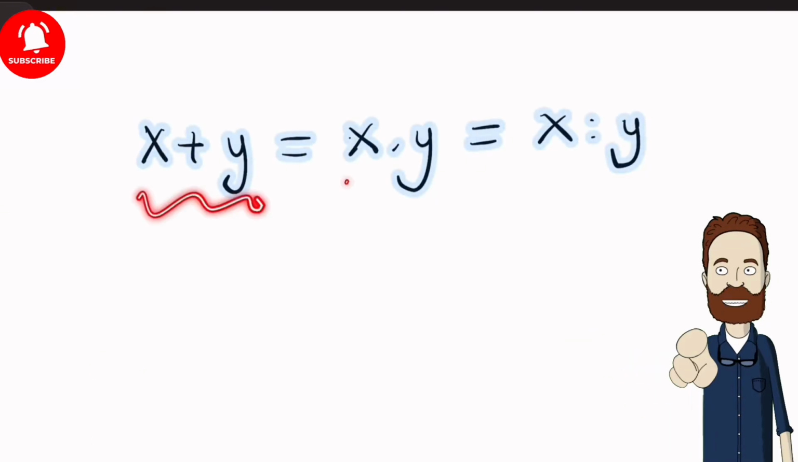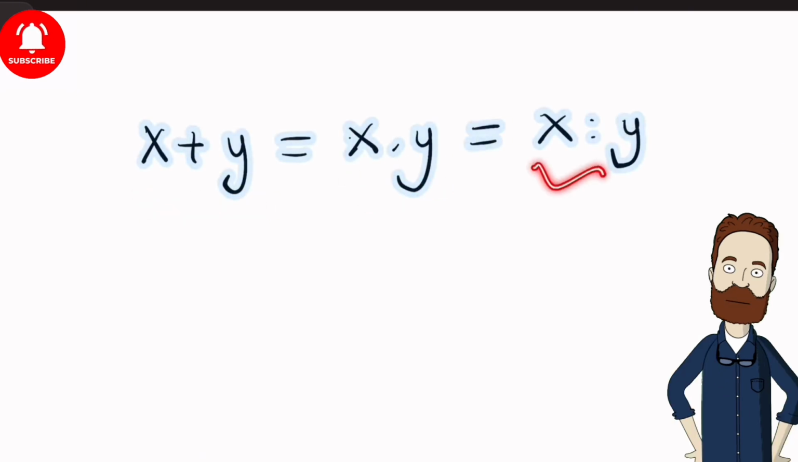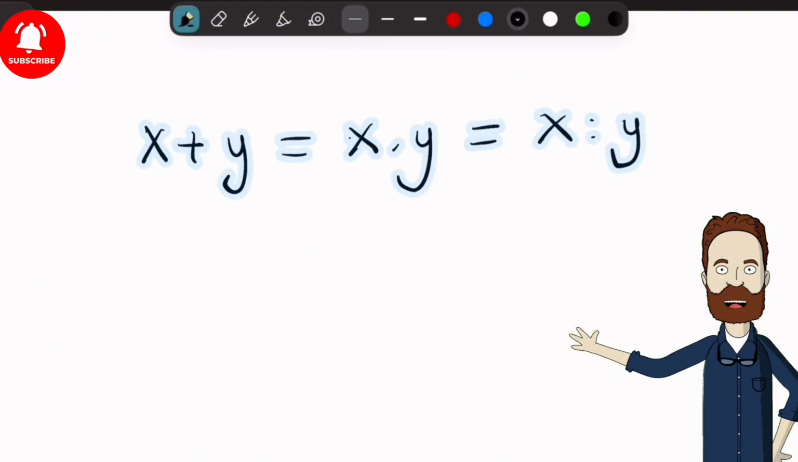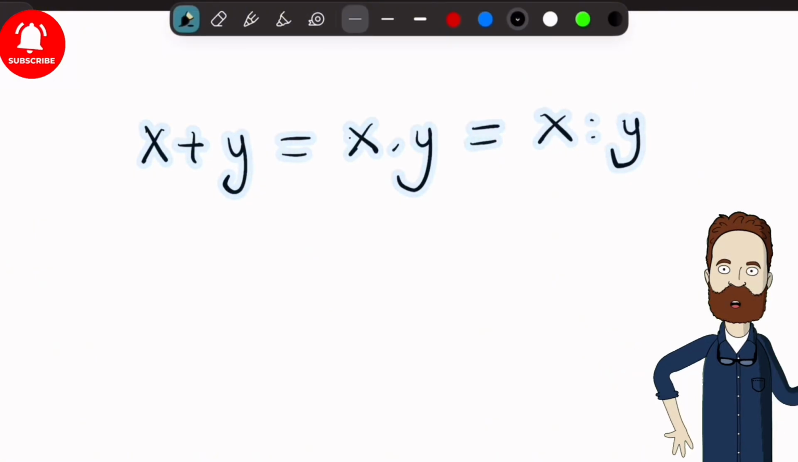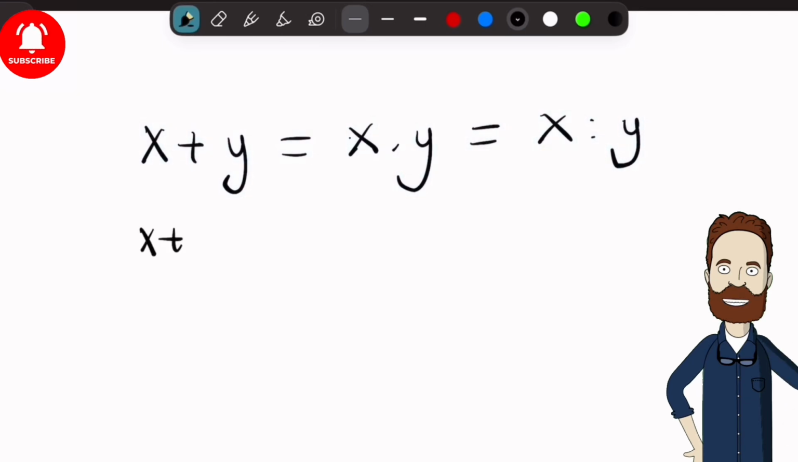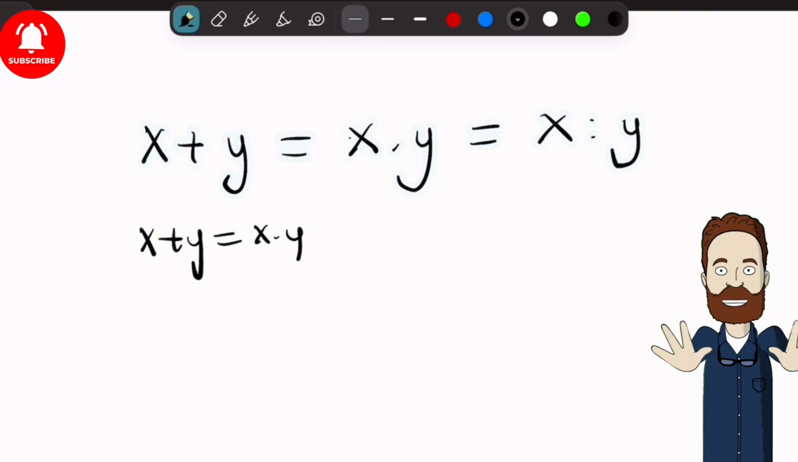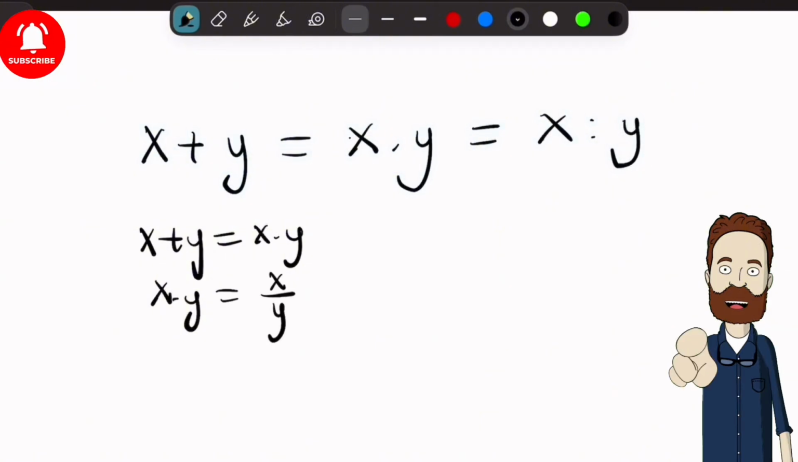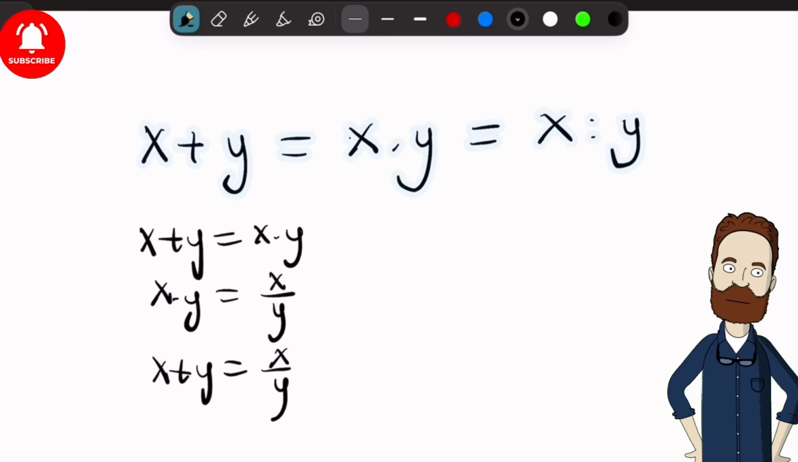We are together with a perfect question: x plus y, he said, x times y is equal to x over y. Now, what can we do next? We can start by equating each other separately. So x plus y equals x times y, and x times y is equal to x divided by y. And finally, x plus y is equal to x over y.